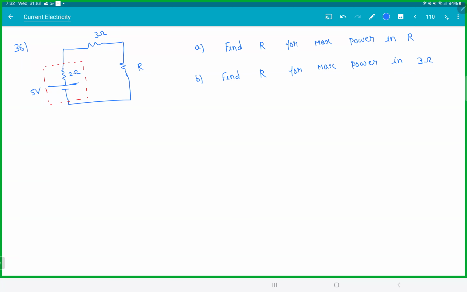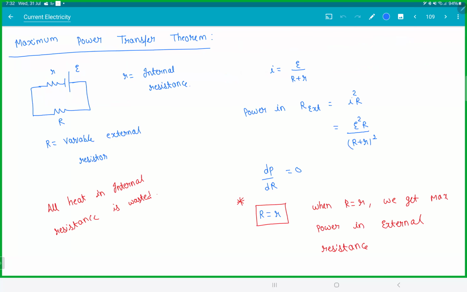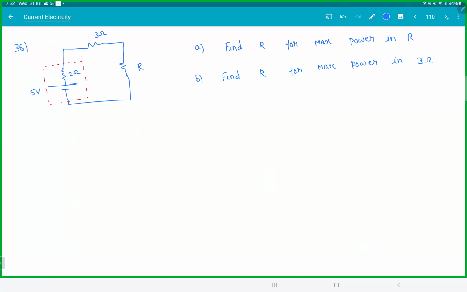The people who remember the maximum power transfer theorem will simply put R is equal to 5 and come for the second part. But you forgot what I wrote: when R is equal to r, you get the maximum power in R. If you want maximum power in your own resistance, then your resistance must be equal to that internal resistance. But the second question says find R for maximum power in some other resistance. You can't use the maximum power transfer theorem. Right, you got a minute.